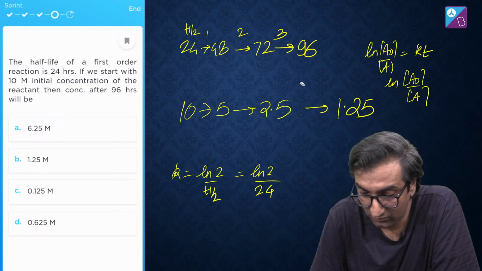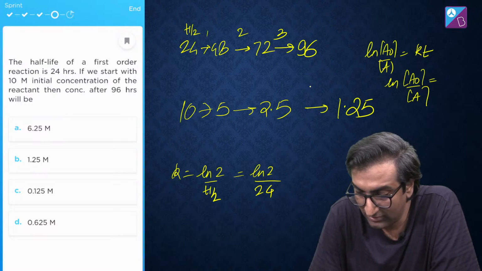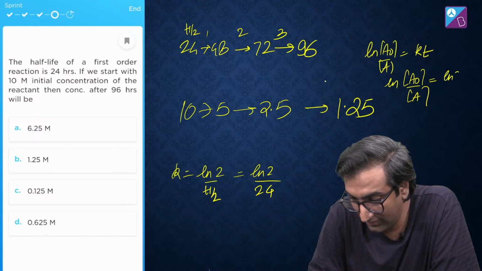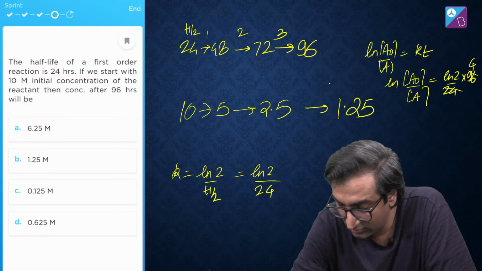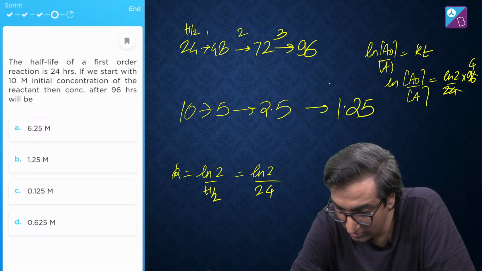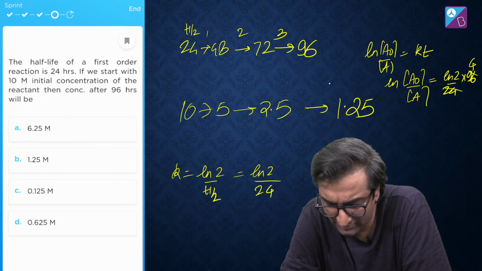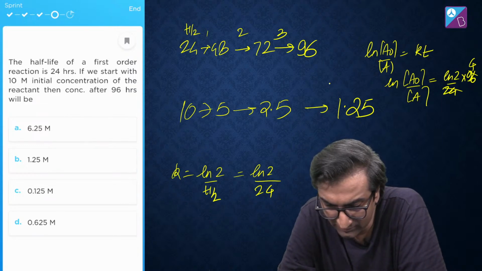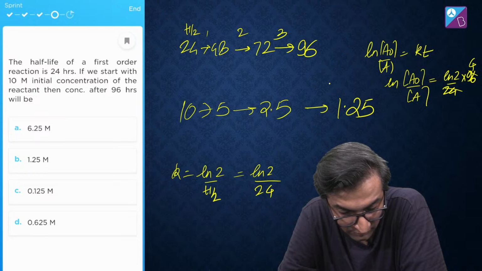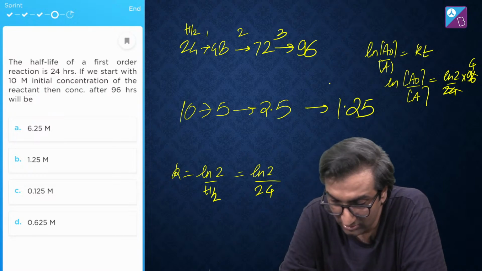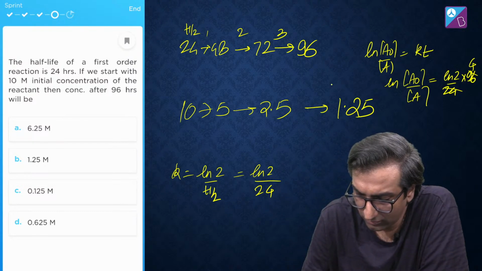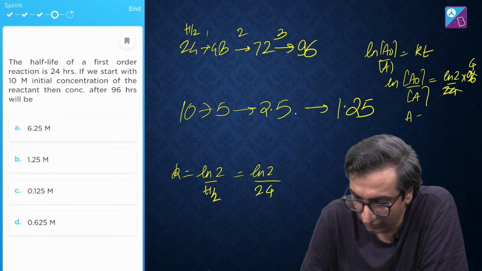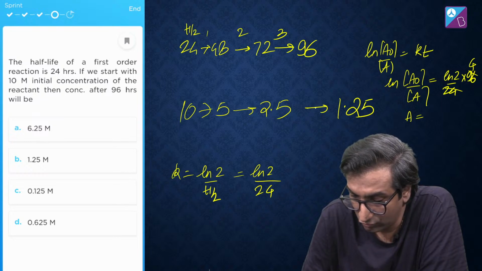So I will write ln of a naught by a, okay, which is 10. चलो a naught that doesn't matter. It's equal to ln 2 by 24 times 96. अब देखो ये हो गया 4 गुना. 24 4 96. हाँ ये सही है. ठीक है. If you do first principle this makes sense. 24 hours में ये. If you start with 10, what concentration at 96? ठीक है 4 गुना हो गया. So 4 ln 2 is what we are getting. Okay. So a is going to be equal to 4 ln 2, 2 power 4.